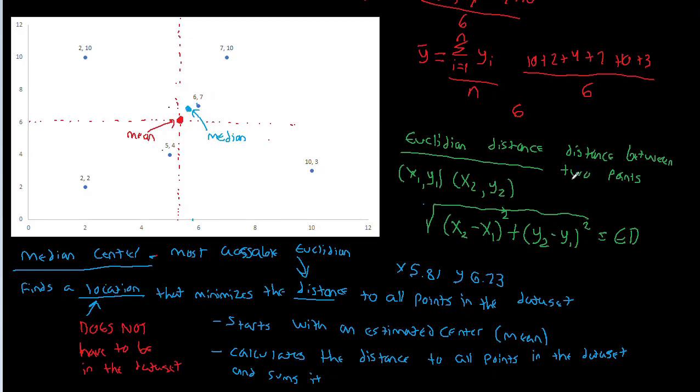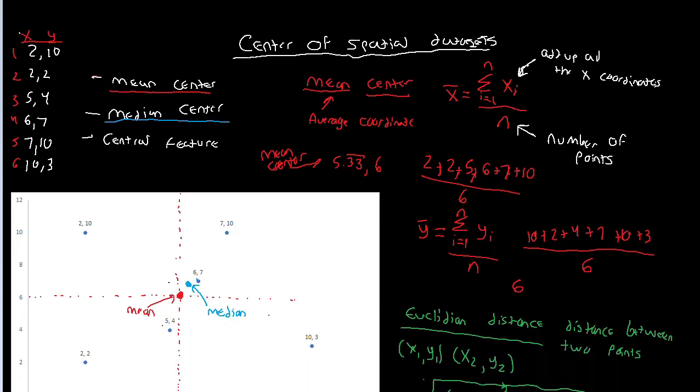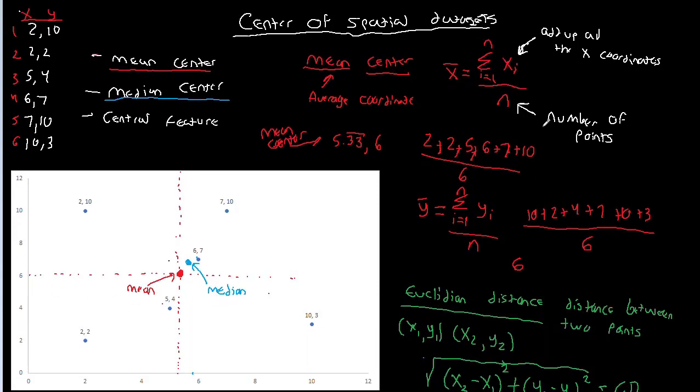And in this lecture video, I want to wrap up our discussion on measures of center of spatial datasets by talking about the last measure that we're going to discuss, which is this idea of central feature.